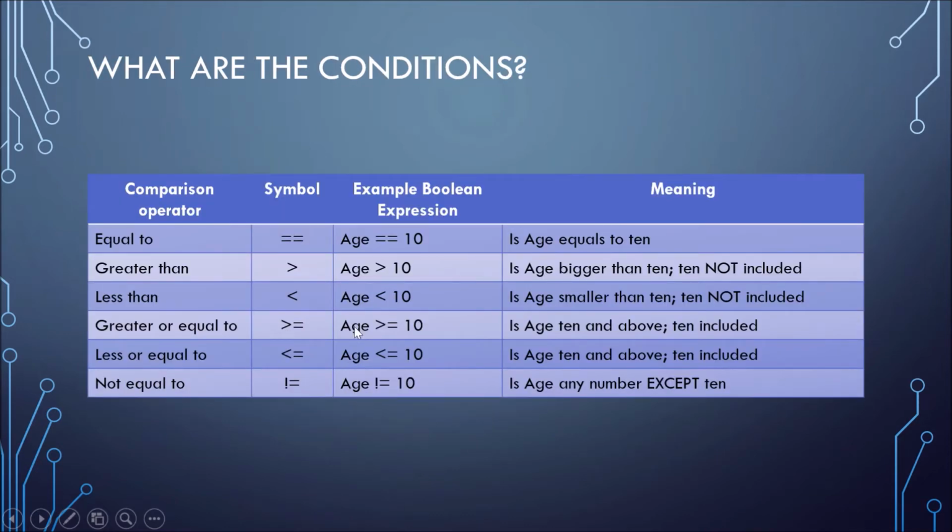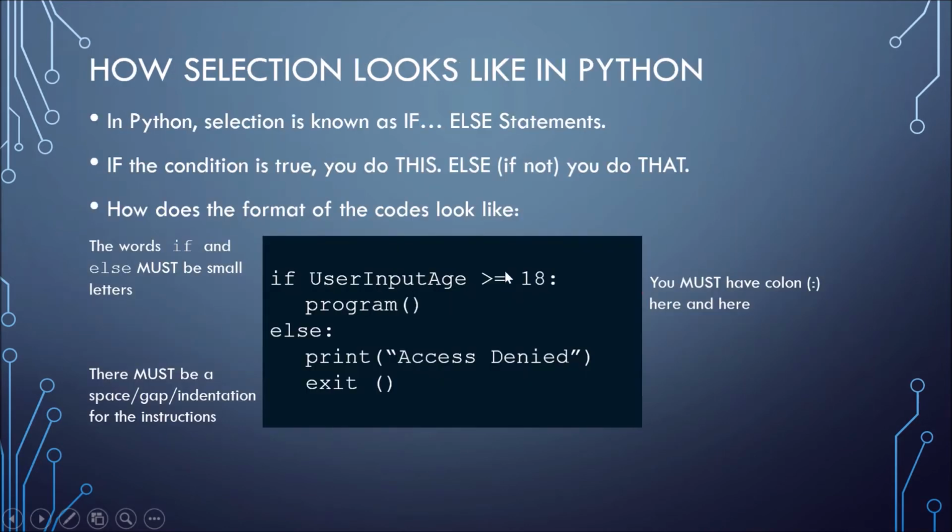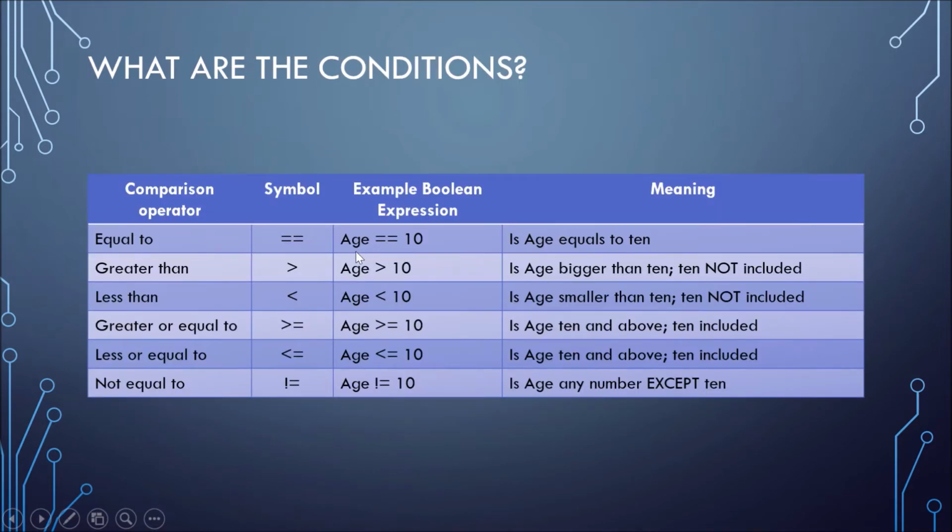Now, the conditions, like you've seen here, this is above or equal to 18. The conditions are as follows. You have two equal signs for equal to, greater than, less than, greater or equal, less or equal to, and here is a very unique but commonly used symbol, which is the not equal to.